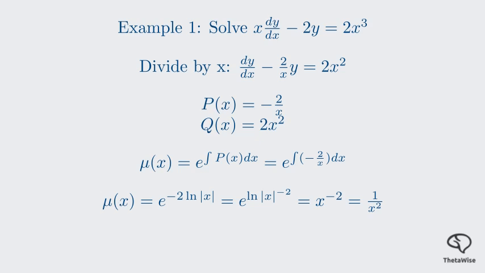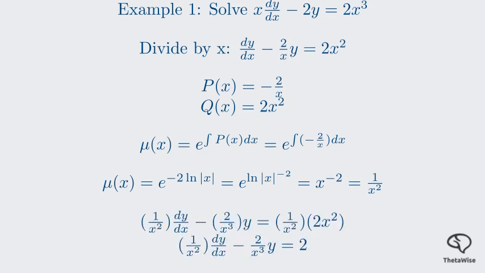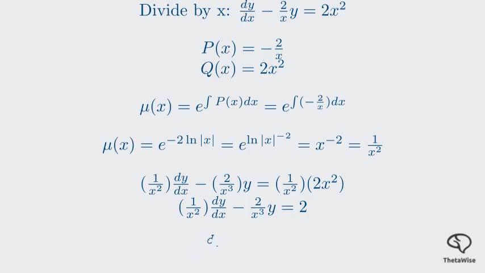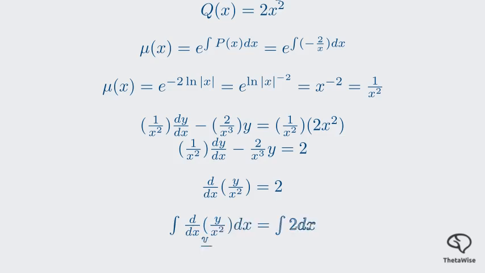Now we multiply our standard form equation by this integrating factor. We get 1 over x squared times dy/dx minus 2 over x cubed times y equals 2. The left side is now the derivative of the product of the integrating factor and y. So we have the derivative with respect to x of the quantity, y over x squared, equals 2. To solve for y, we integrate both sides. Integrating the left side gives y over x squared.